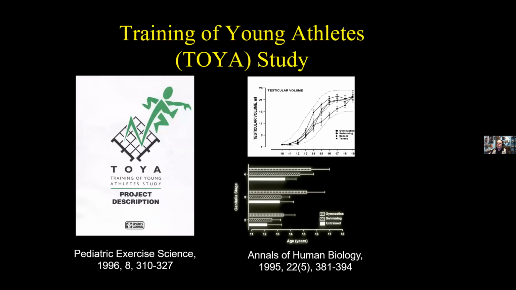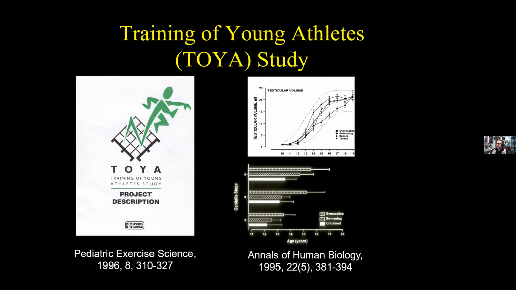But working with Jim Tanner and Mike Preece, we did use these measures. We had a medical group, and this is shown. You can look this up in the Training of Young Athletes study. There's a review paper in Pediatric Exercise Science, which came out in 1996. And I just wanted to highlight to you a couple of the descriptive statistics. And this was in a paper in the Annals of Human Biology in 1995.